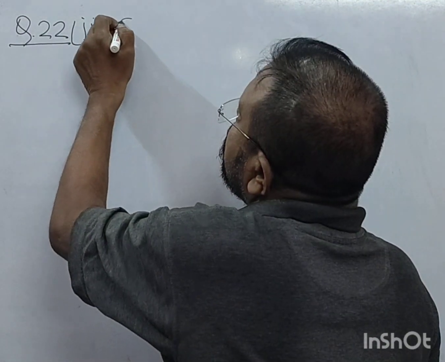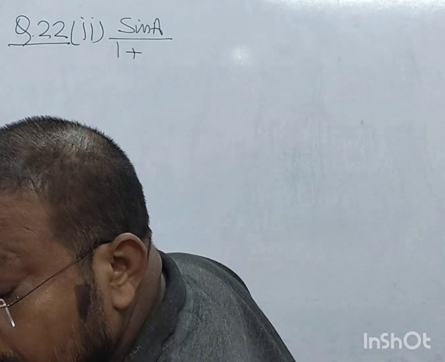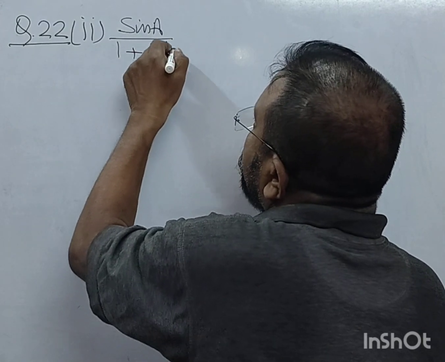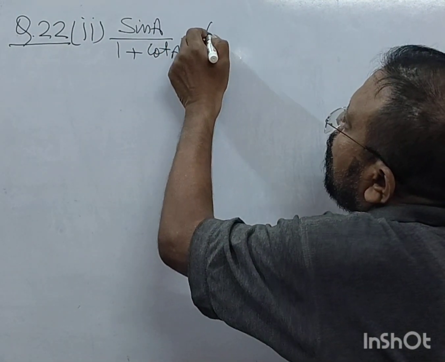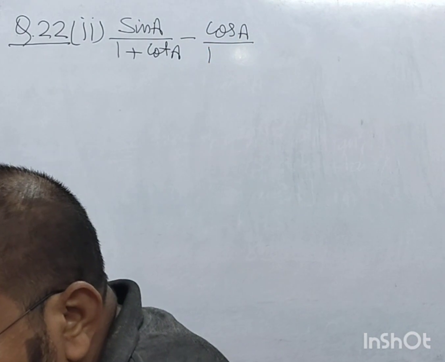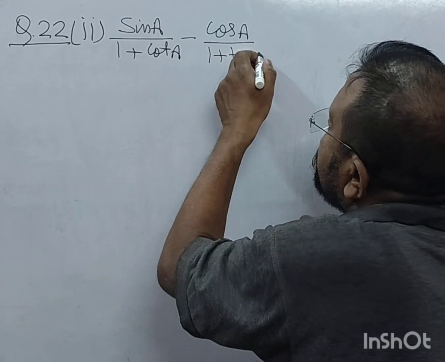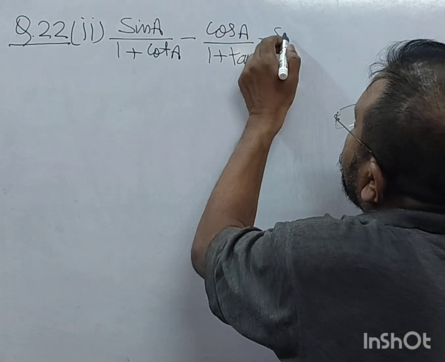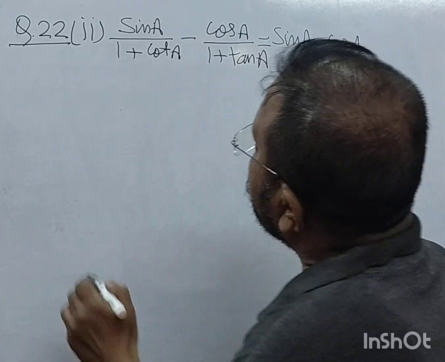Sin a upon 1 plus cot a minus cos a upon 1 plus tan a is equal to sin A minus cos A. Right?